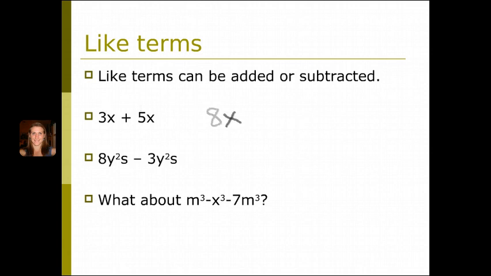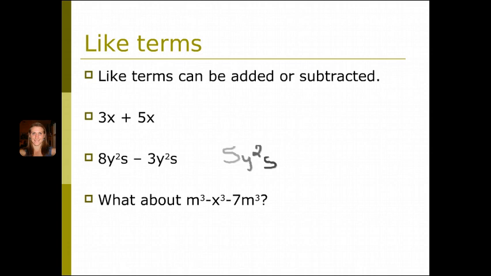Second example, 8y squared minus 3y squared. Well, y squared is the same on both of them. Therefore, they are like terms and can be combined. If we say 8 minus 3, we're left with 5, and then we keep what made them the same, the y squared. So that would be our answer, 5y squared.